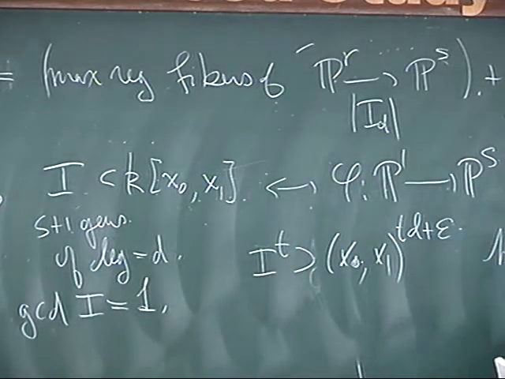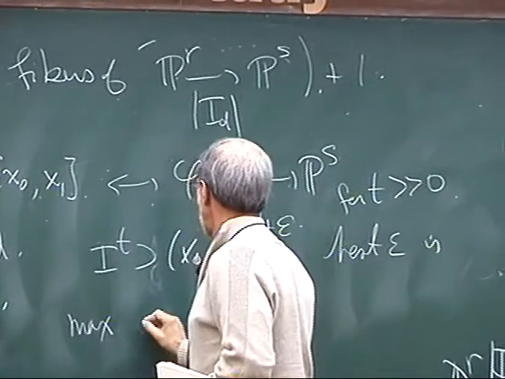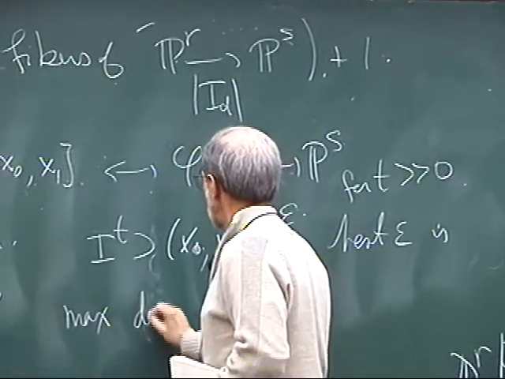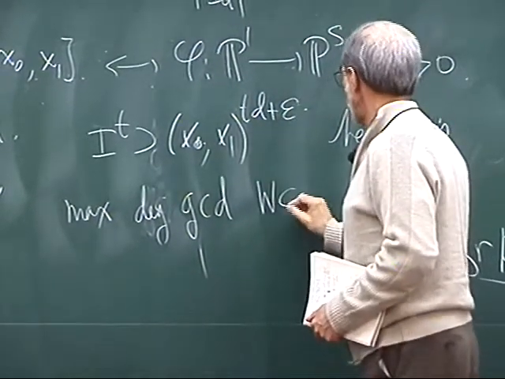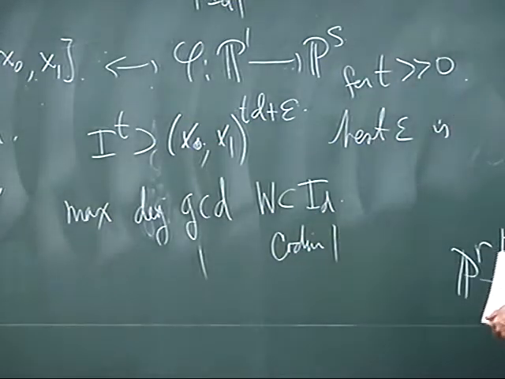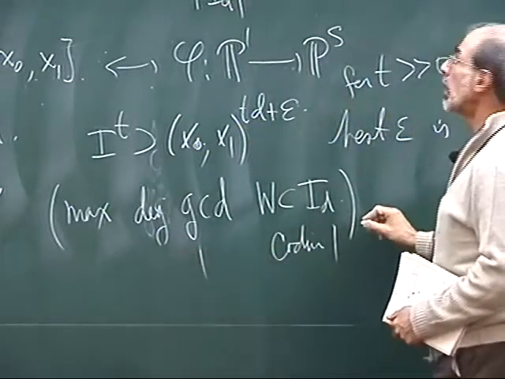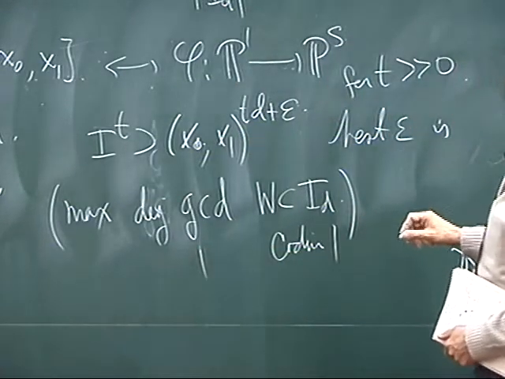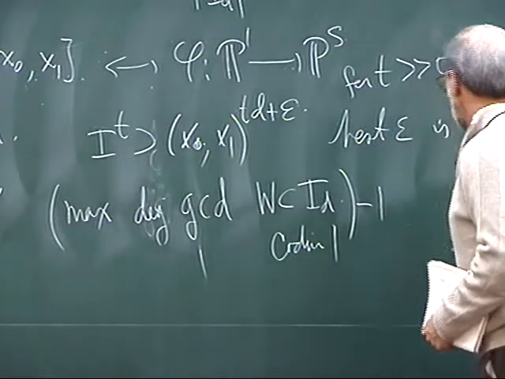Best epsilon is for large t. The best epsilon is the maximum of the degree of the GCD of, let's say, W in I sub d, codimension 1, plus 1. This is the regularity of the fiber, and so I have to add or subtract 1. Let's see, I think I added what I should have subtracted here, minus 1.